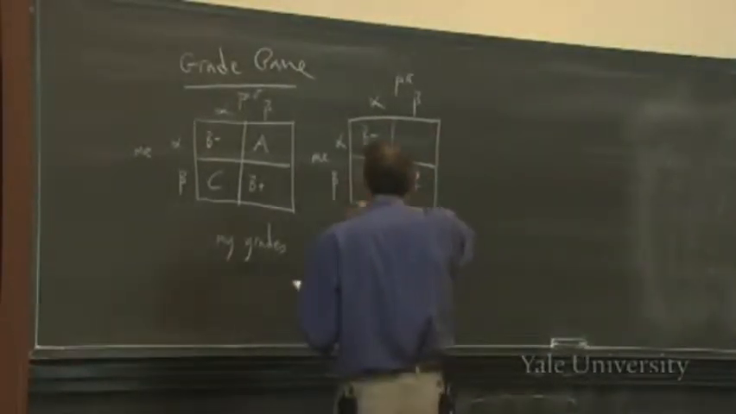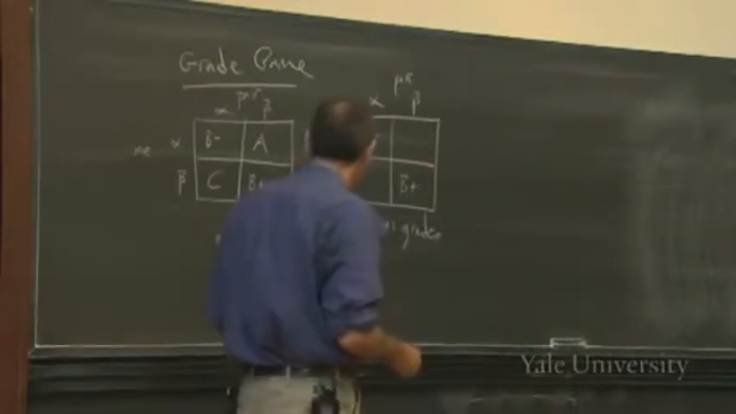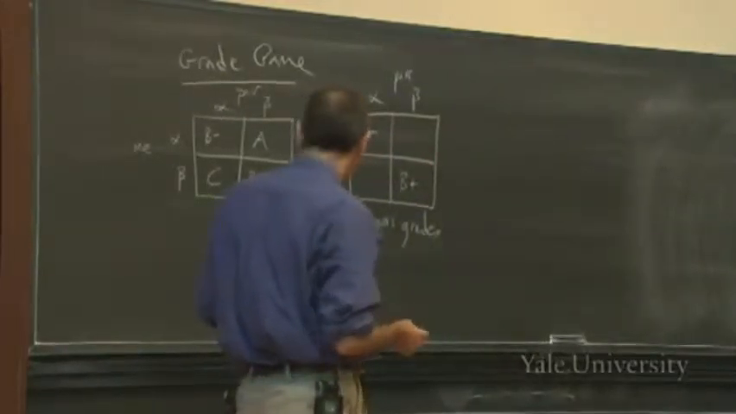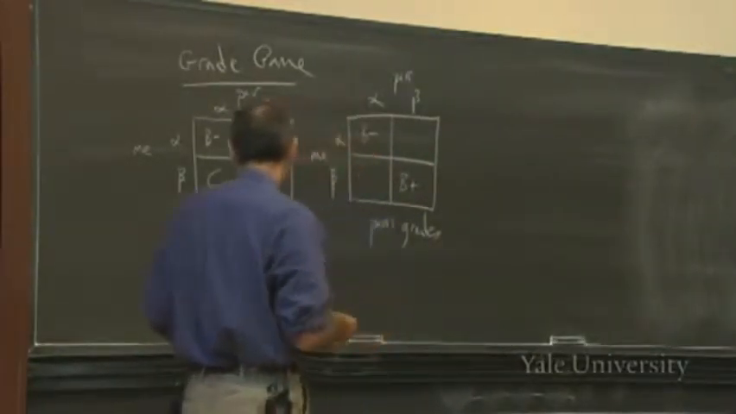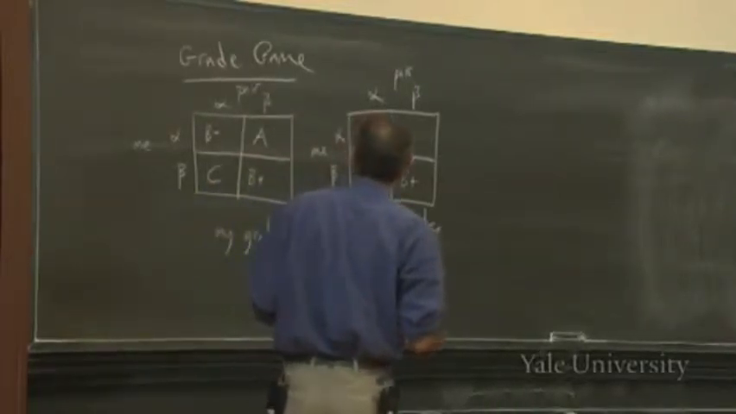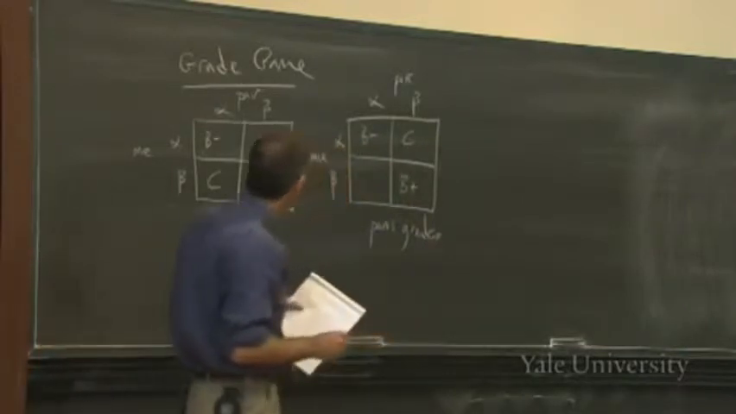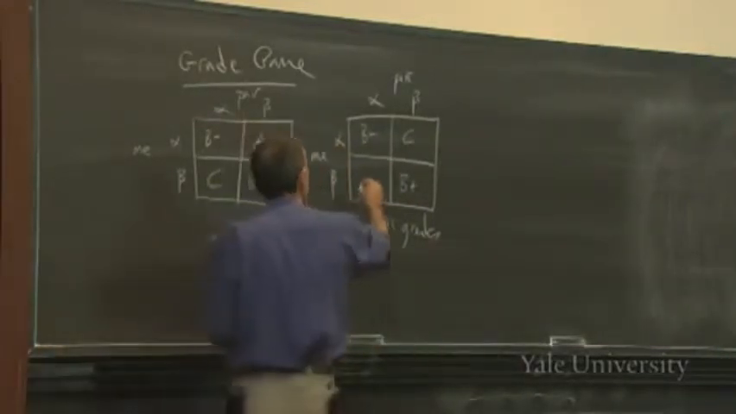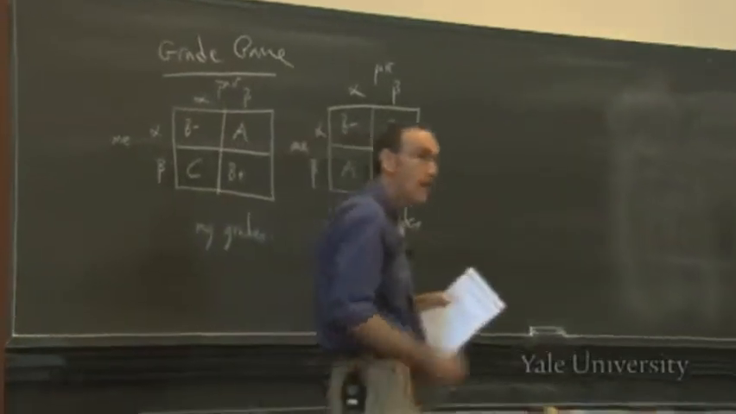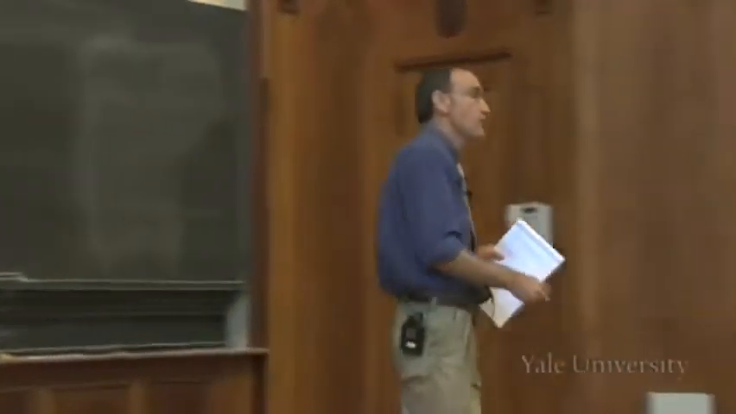All right, so once again, if we both put alpha, then my pair gets a B minus. If we both put beta, then we both get a B plus, so in particular my pair gets a B plus. If I put alpha and my pair puts beta, then she gets a C, and if I put beta and she puts alpha, then she gets an A. All right, so I now have all the information that was on the sheet of paper that you just handed in.